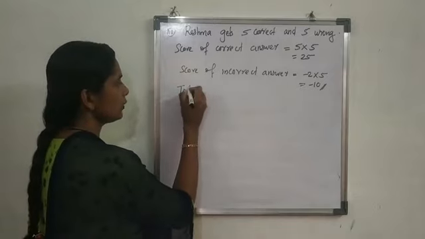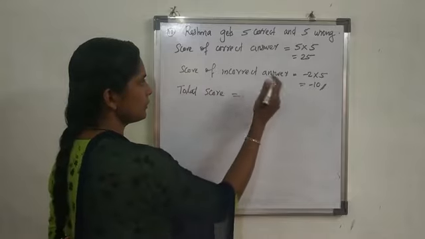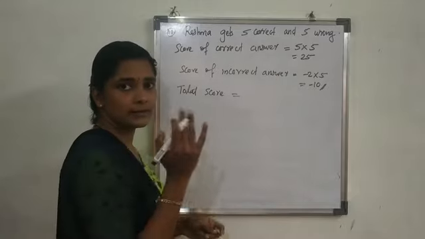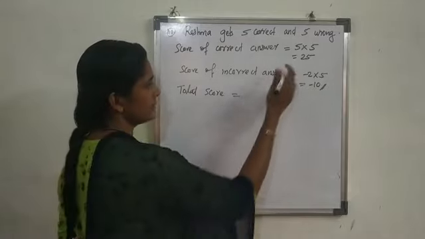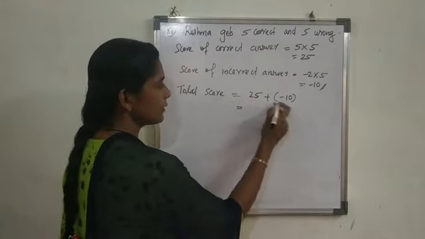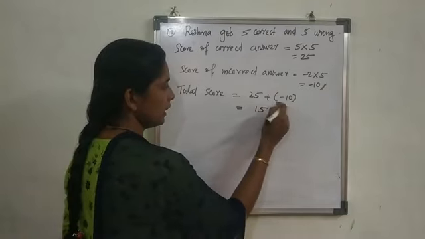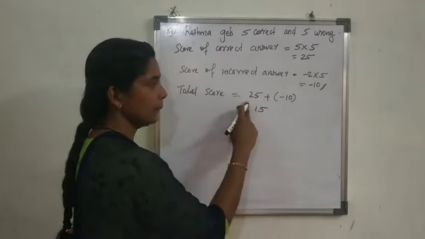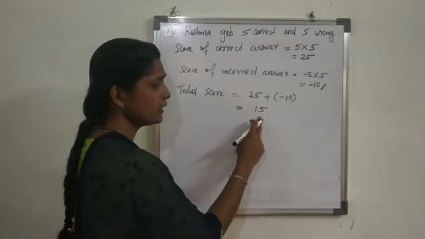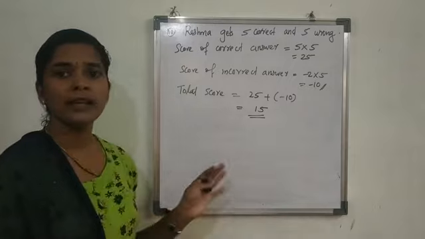Then total score of Reshma. Total score is score of correct answer plus score of incorrect answer. That is 25 plus minus 10. Different sign, subtract. That is 25 minus 10 is 15. And the greatest one is 25, that is positive, therefore answer is positive. 15 is the score of Reshma.